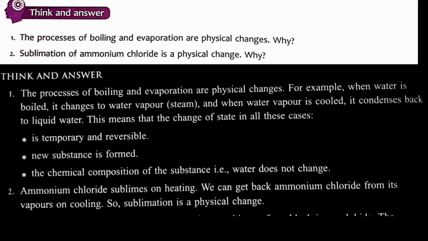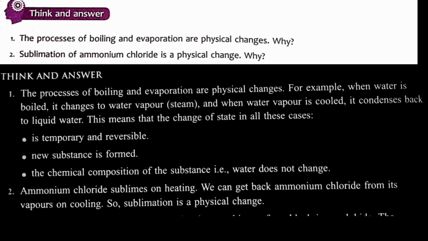And second question is, sublimation of ammonium chloride is a physical change. Why? So, ammonium chloride sublimes on heating. We can get back ammonium chloride from its vapors on cooling. So sublimation is a physical change.